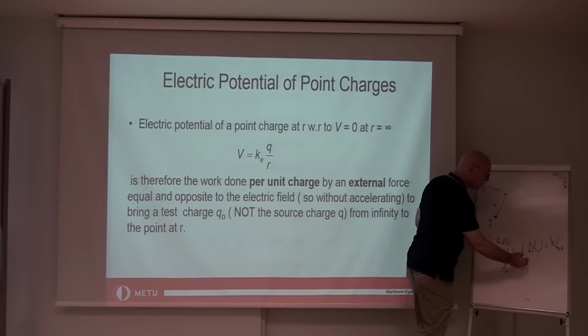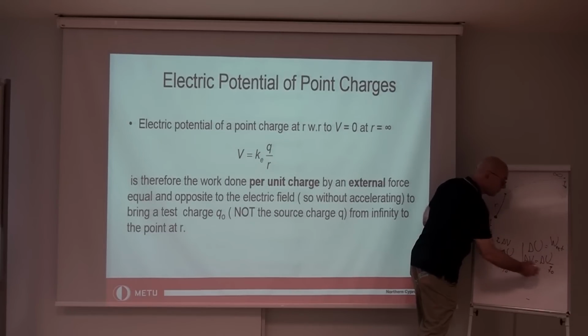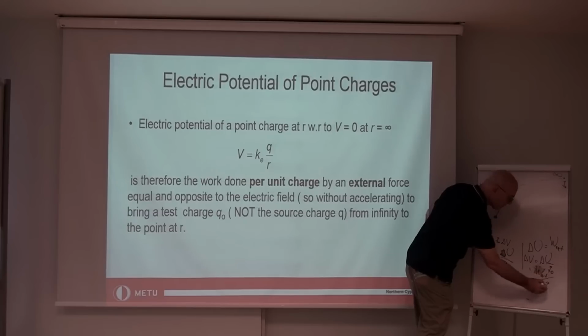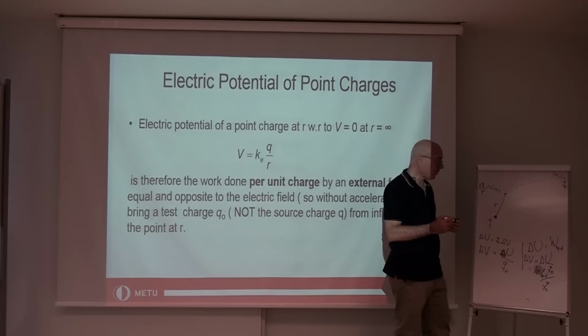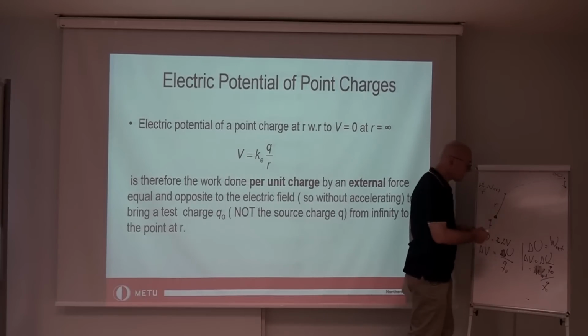Now, what is delta V? Delta V is delta U divided by Q naught, which is W external by Q naught. Therefore, but what is this?